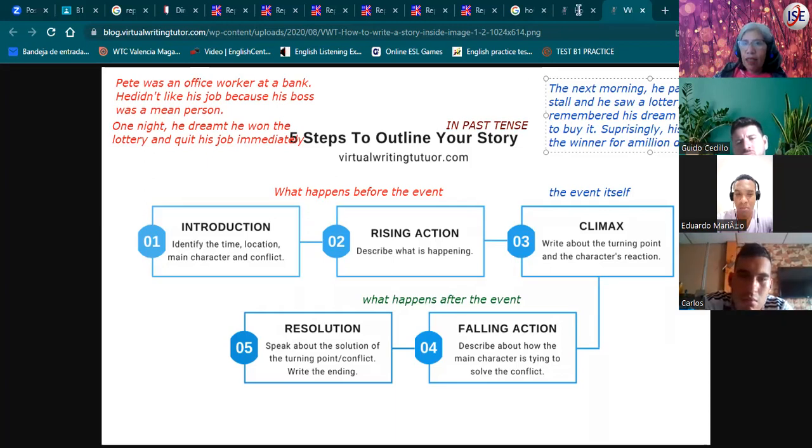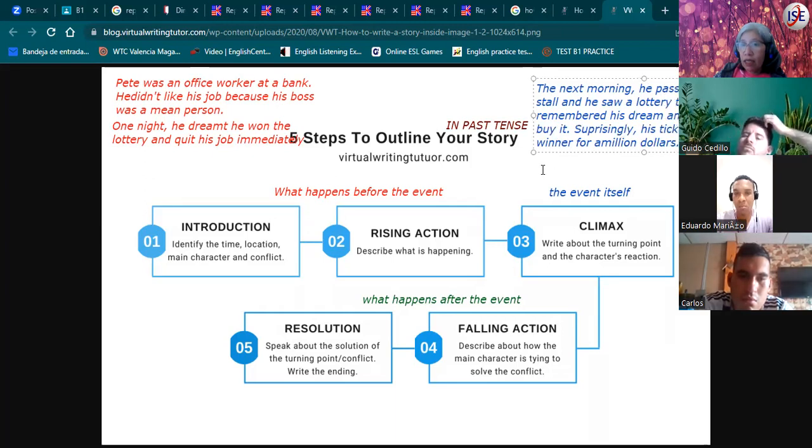Okay. The next morning, he passed by a stall and he saw a lottery ticket. He remembered his dream and decided to buy it. Surprisingly, his ticket was the winner for $1 million the day after. Means not the day he bought the ticket, but the day after he bought the ticket. What do we have here? The event itself. Okay, this is the event itself. Finally, we have the resolution and the falling action.